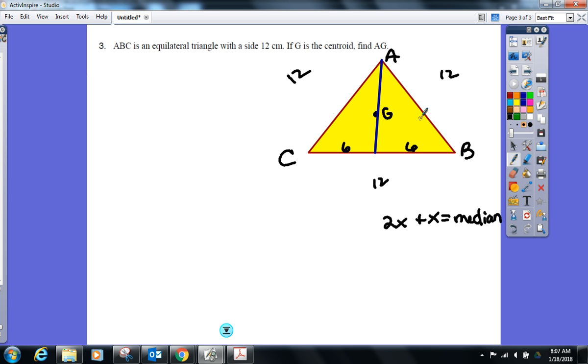Because I can put it here and now I have an equation to solve. So what is the length of the entire median? Ready to help me out? Everyone see the two triangles I've created by drawing in the median. Anybody know anything about those two triangles? 6, 6, 12, 12, shared side. They're what? Congruent by side, side, side.